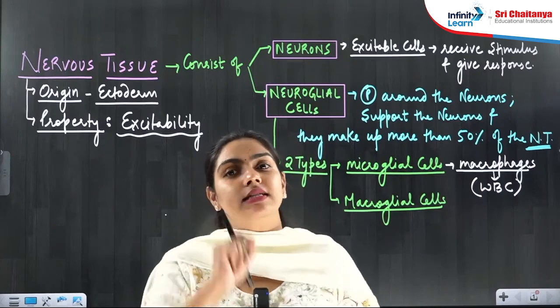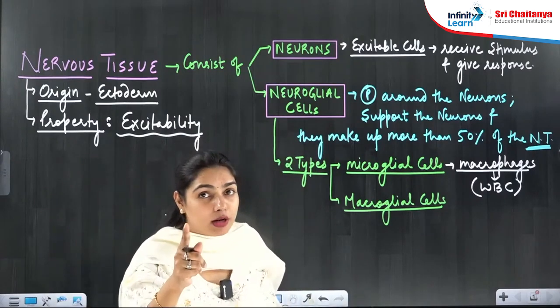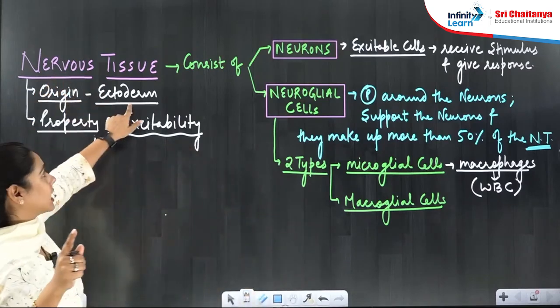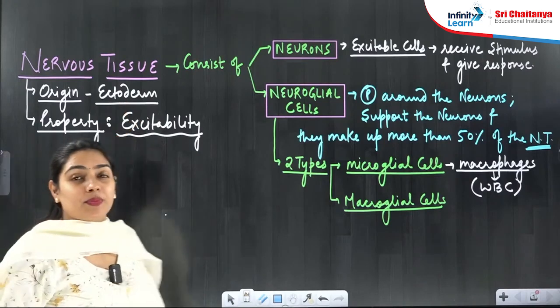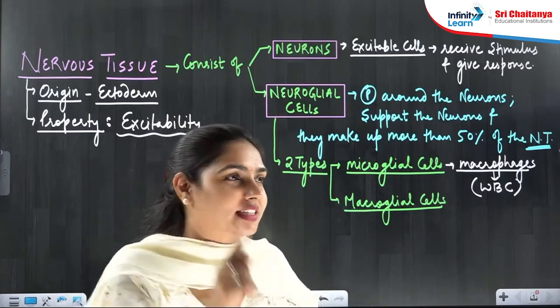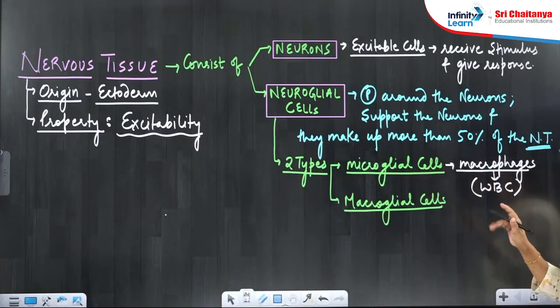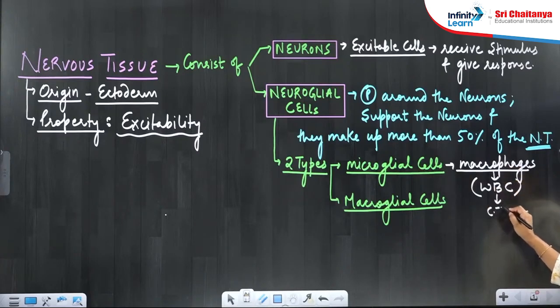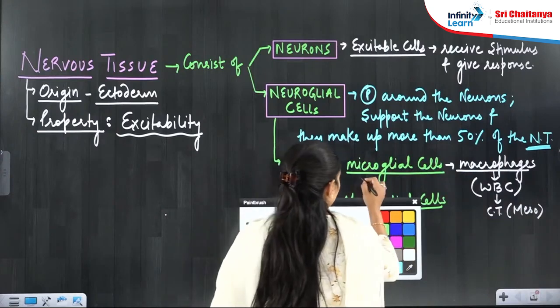Now, WBC is a blood cell. Blood is a connective tissue. Connective tissue is mesodermal in origin. But nervous tissue is ectodermal in origin. So, what is the exception? Now you got it. This microglial cell is the exception because it is a WBC. WBC is a blood cell, blood cell is a connective tissue, and connective tissue is mesodermal in origin. So, microglial cell also is mesodermal in origin.